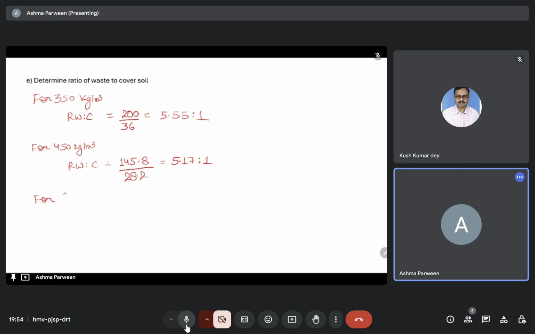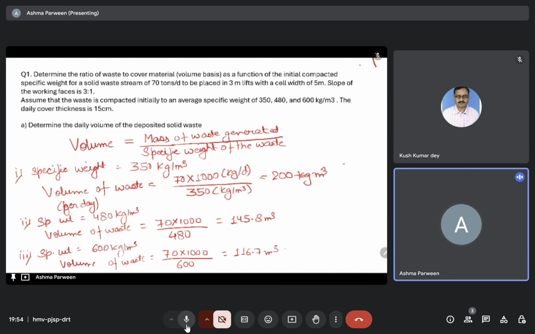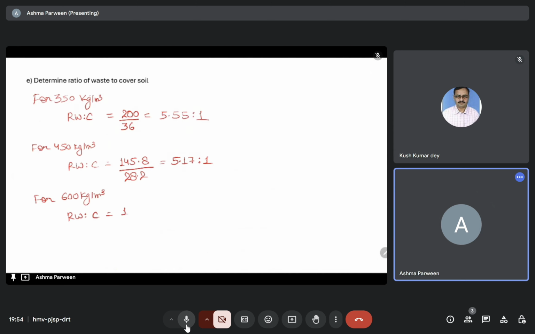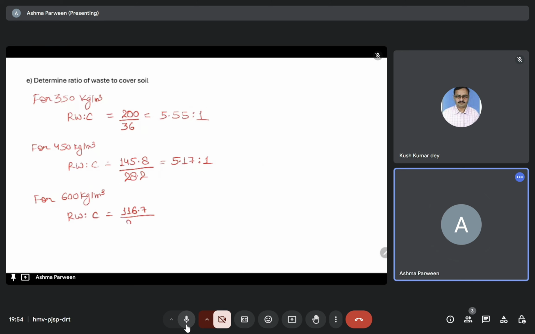And for 600 kg per meter cube, the volume of waste is 116.7 meter cube. 116.7 divided by volume of cover soil is 24.1. Coming out to be 4.84 is to 1.